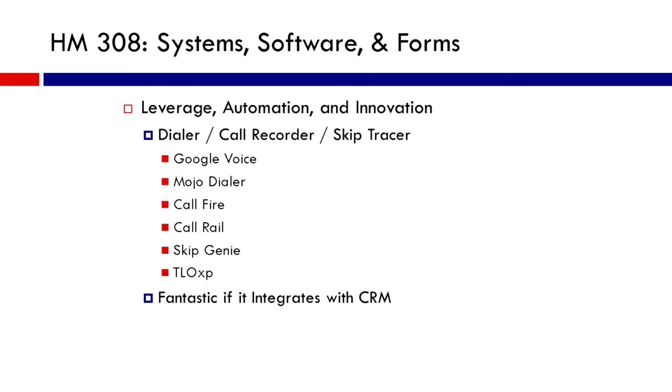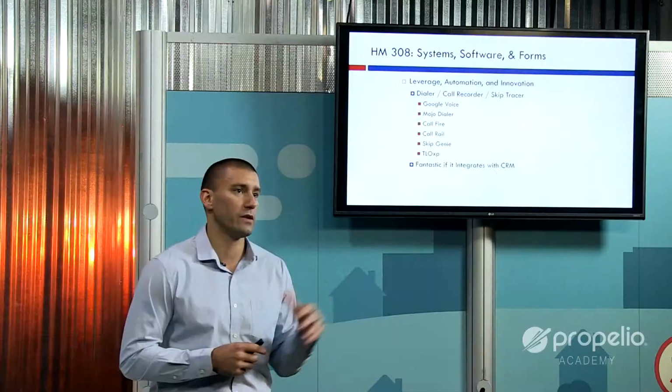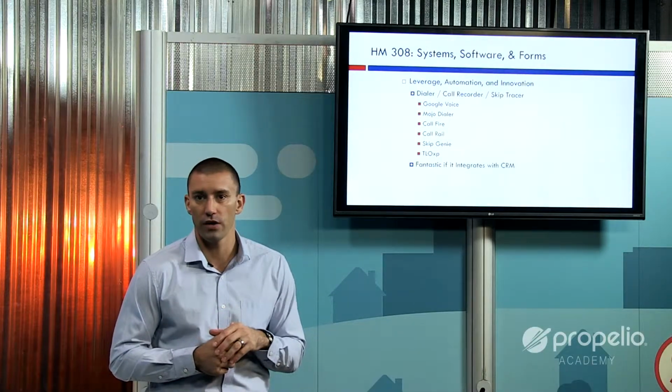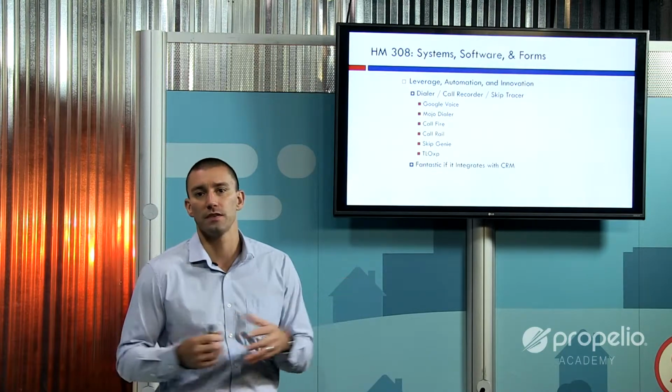You've also got Skip Genie and TLO, which are skip tracing software that you can use to get these lists. Go on Propelio, get the affidavit of heirship list. Use a skip tracer to get the person's information.